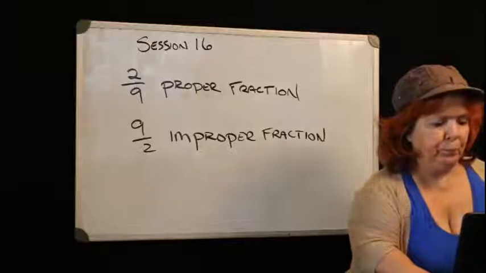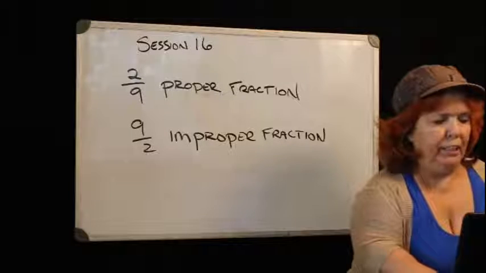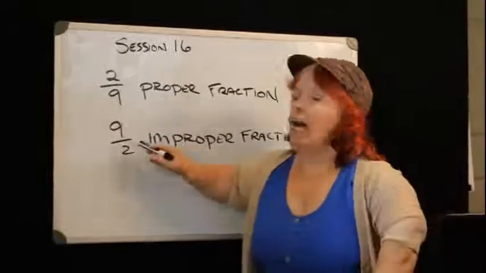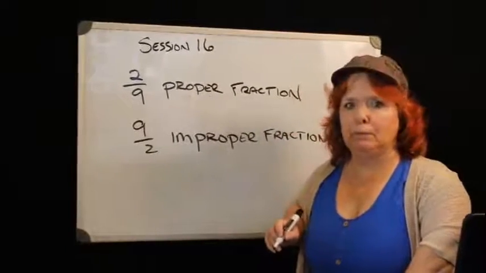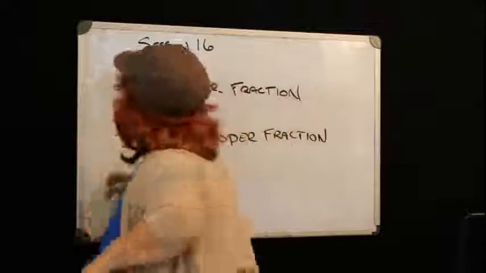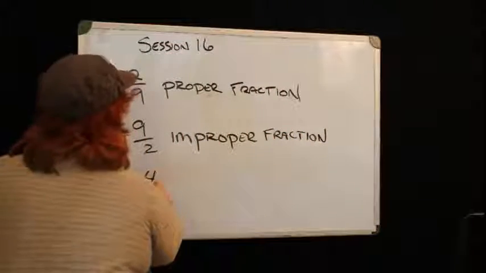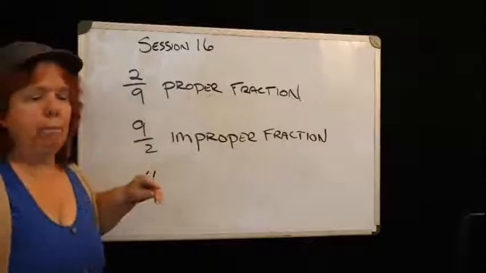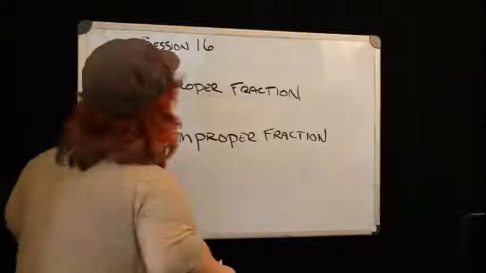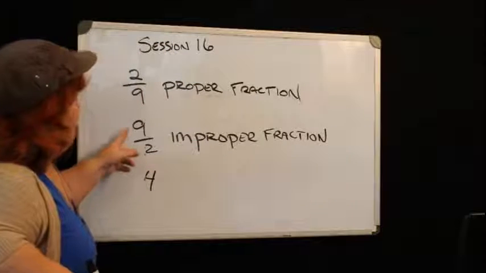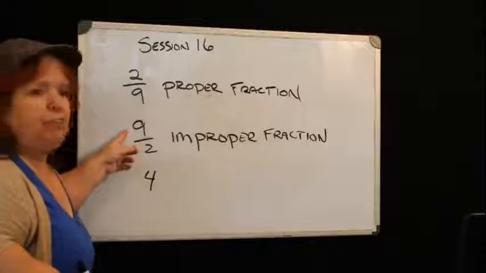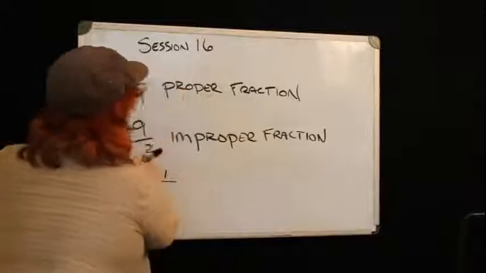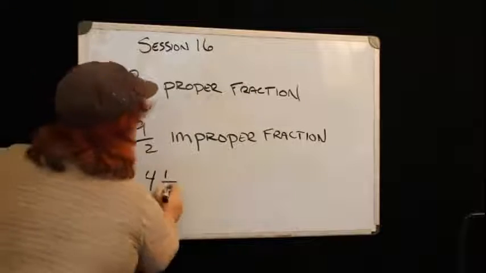Well, what we do is this. 2 goes into 9 how many times? 4 times. 4 times 2 equals what? 8. Between 8 and 9, what's the difference? 1. So 4 and 1, and then you bring your denominator down, 1/2.